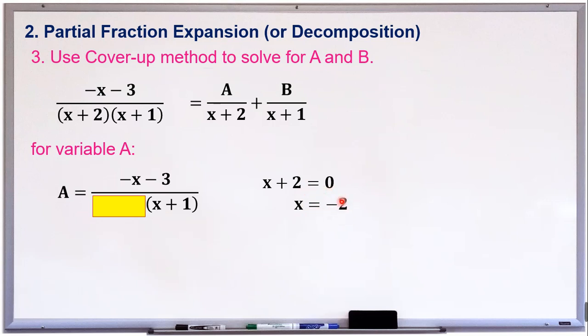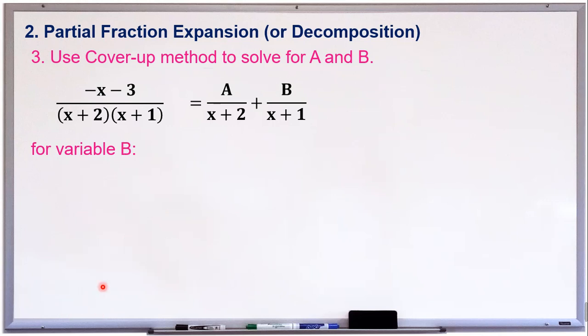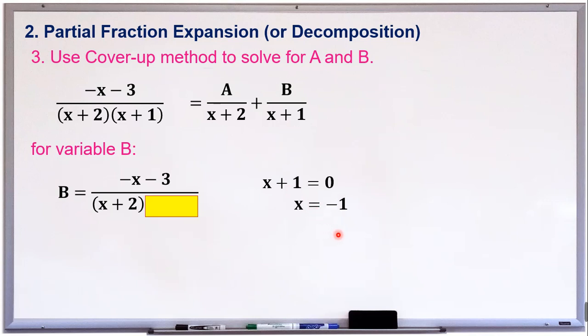Then for variable b, again, write the given complex fraction in factored form for the denominator, and then cover the factor for b, and then equate the denominator of b to 0, and then solve for x. Then substitute this value to our given expression. You will come up with a value of b that is equal to negative 2. Therefore, our partial fractions are 1 over x plus 2 minus 2 over x plus 1.